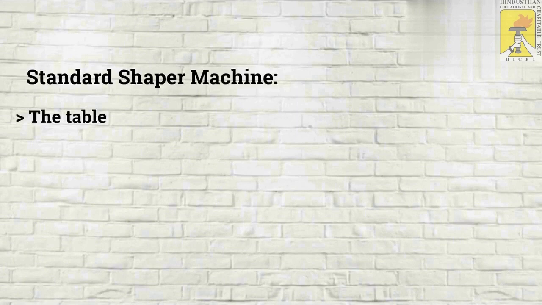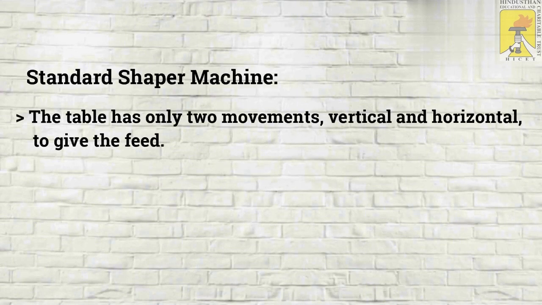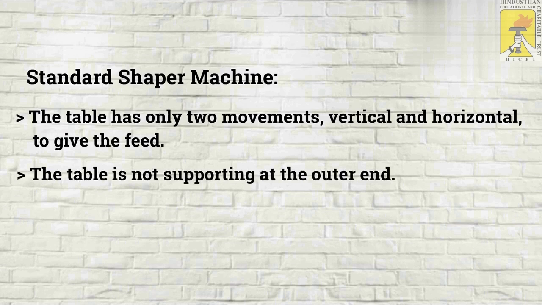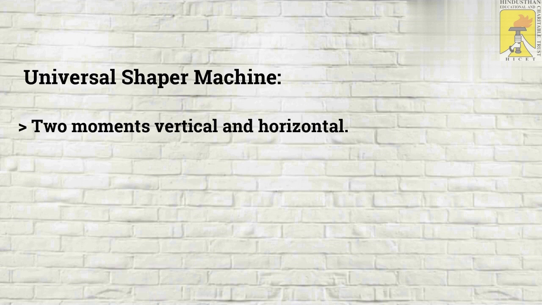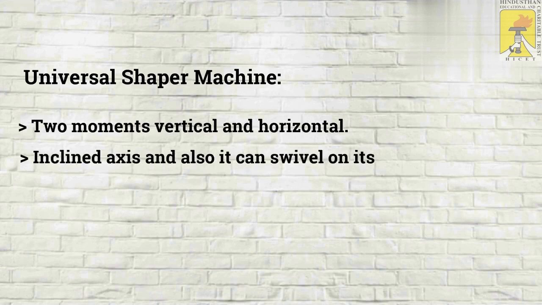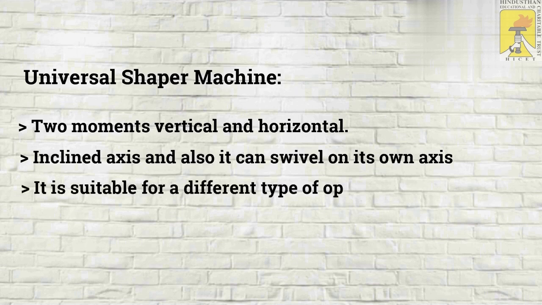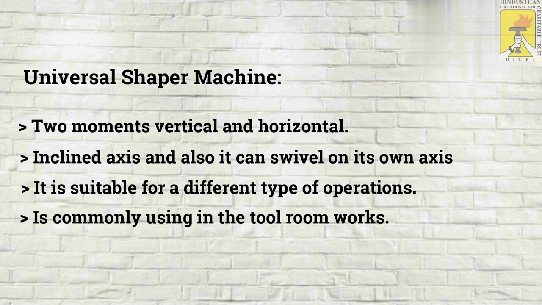Standard shaper machine. The table has only two movements, vertical and horizontal, to give the feed. The table is not supported at the outer end. Universal shaper machine. Based on the table, universal machines can be used. Two movements can be achieved easily, vertical as well as horizontal. It can be inclined and can also swivel on its own axis. It is suitable for different types of operations. It is commonly used in tool room areas.